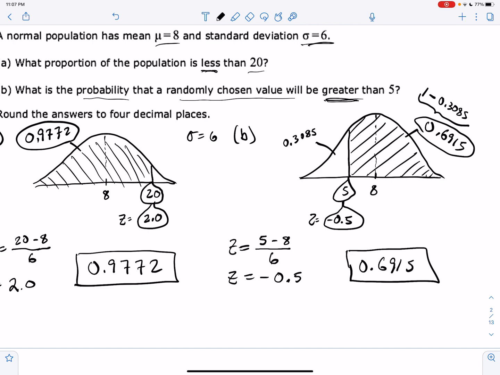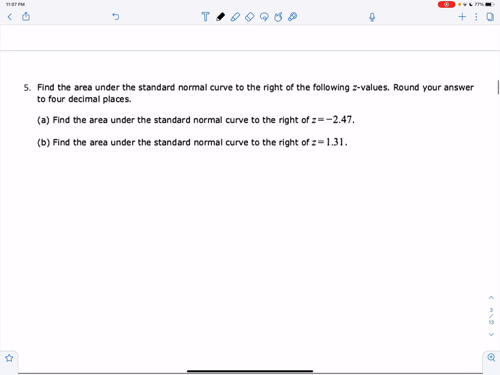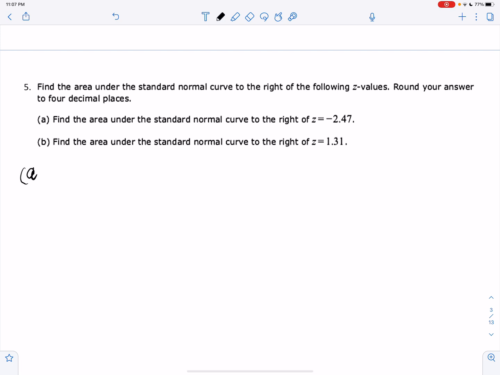All right, let's move on to number 5. Number 5 says, find the area under the standard normal curve to the right of the following z-values. Round your answer to 4 decimal places. So these are already z-values, so we don't have to turn them into z-values. That's kind of nice. Let's do part A right here.